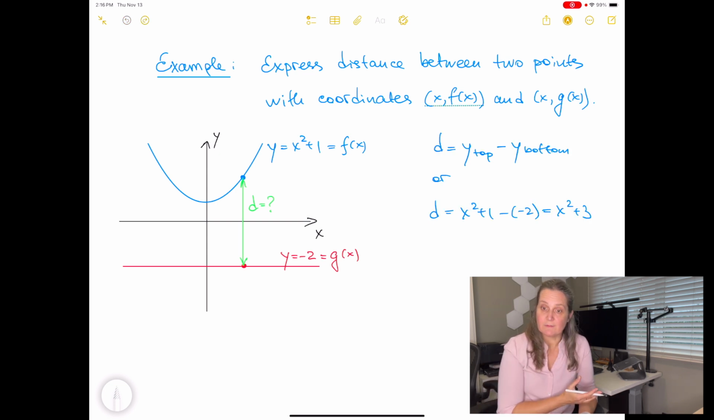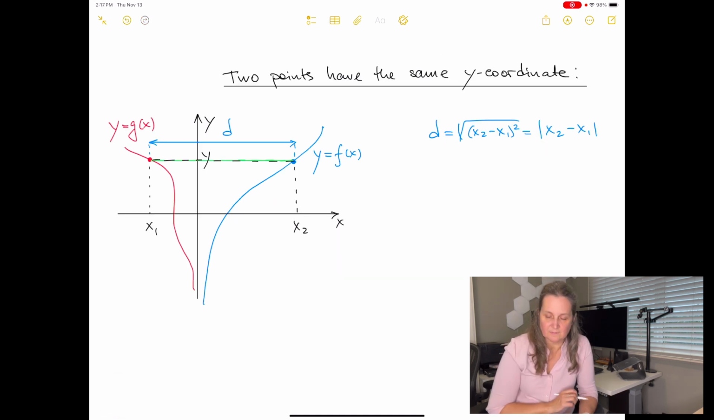The top function f of x is x squared plus 1, the bottom function is minus 2, so f of x minus g of x would look like x squared plus 1 minus minus 2, making it plus 2. So x squared plus 3 is the distance between any 2 points on a parabola and line that have same x-coordinate.